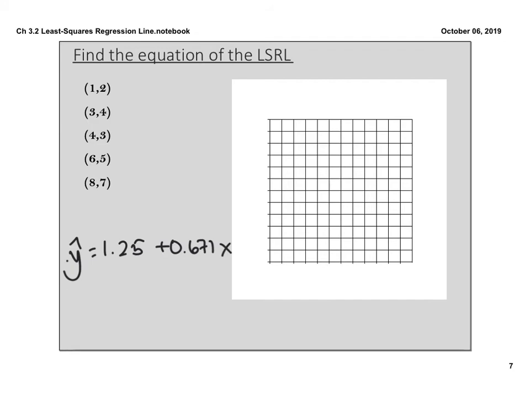X is explanatory. So those are values that you're picking out of the window, the range of data. The y value is what the prediction is.